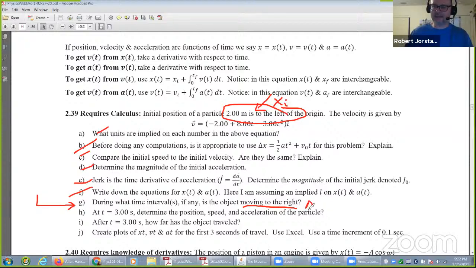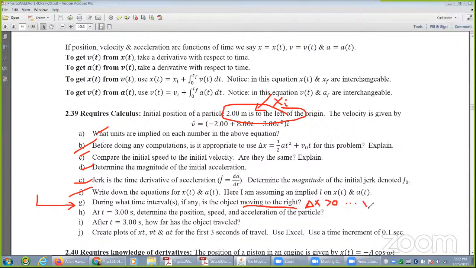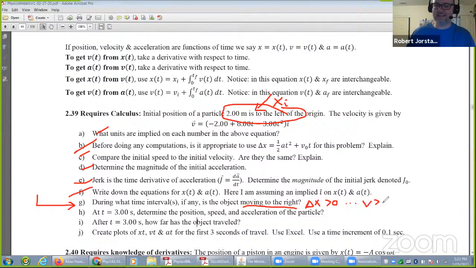Okay, so you're saying delta X has to be greater than 0. That's true. What's another thing? If you're moving to the right, what else has to be greater than 0? Is it that velocity is positive? Yeah, so what we're asking is a fancy way of asking, when is the velocity positive? Now, describe one method you might use to figure this out.